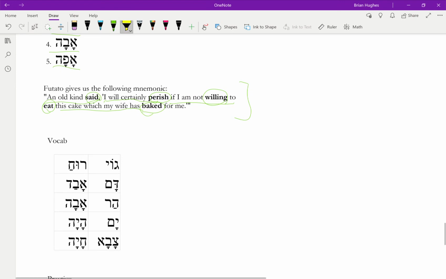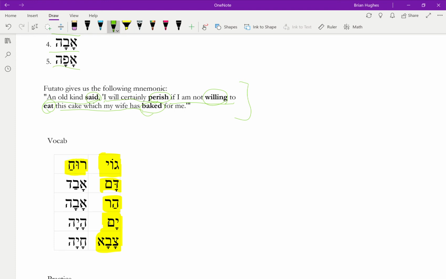All right, let's do some vocab here. We get goy, which means Gentile or nation. The vast majority of the time, this is referring to non-Israelite nations in the Old Testament. Dam is blood. Har is mountain or hill country. Yam is sea. Did you not have that before? I think I talked about that in the last lecture, and I thought you had Yam. So Yam is sea. Tzava is army. So the Lord Tzavaot is the Lord of armies, the Lord of hosts. It comes from this root there.